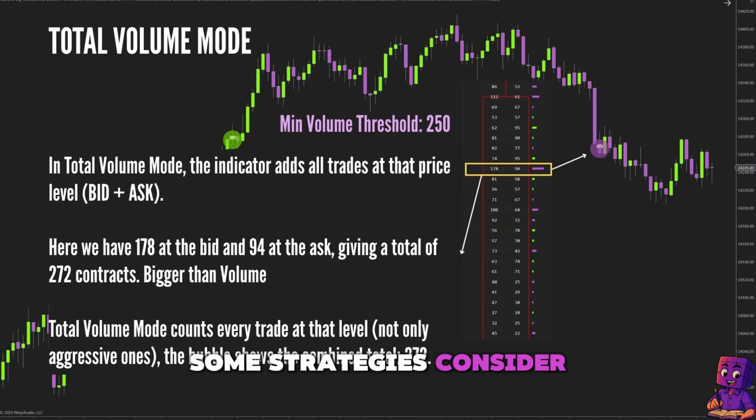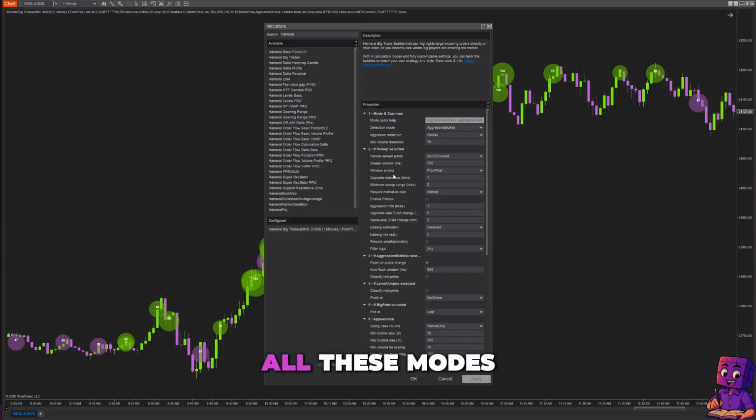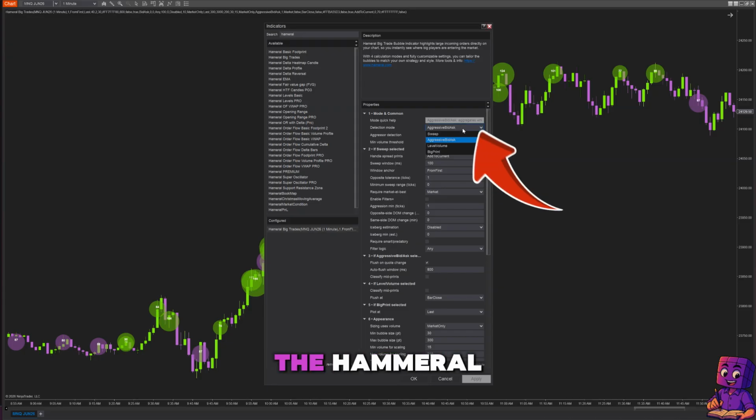Some strategies consider big orders as the total volume at a price level, bid plus ask, when it is unusually large compared to normal. Other strategies focus only on big orders appearing on the tape as a single print, considering this a sign that it may be part of a large single trade. All these modes are available in the Hameral Big Trades Bubble Indicator.